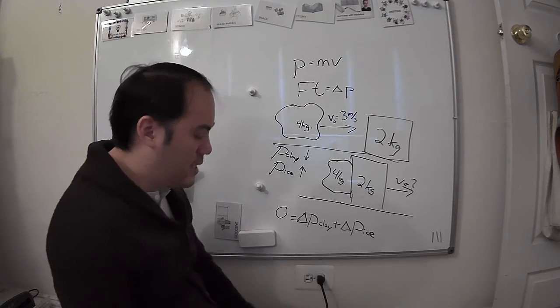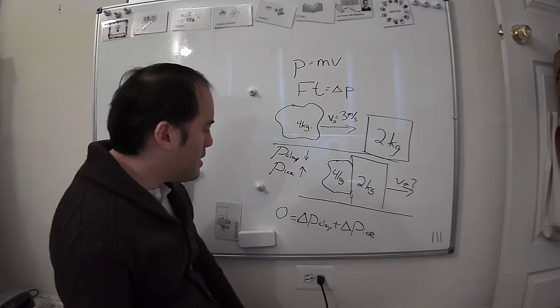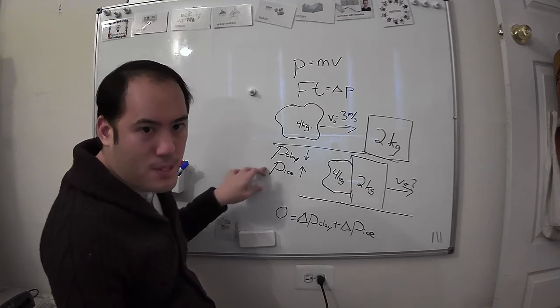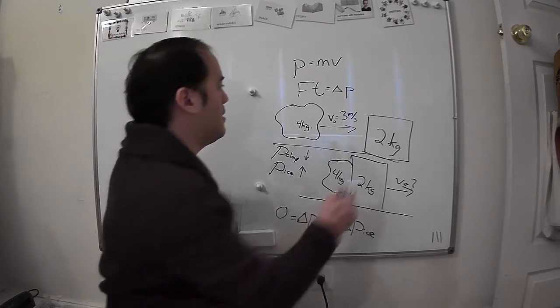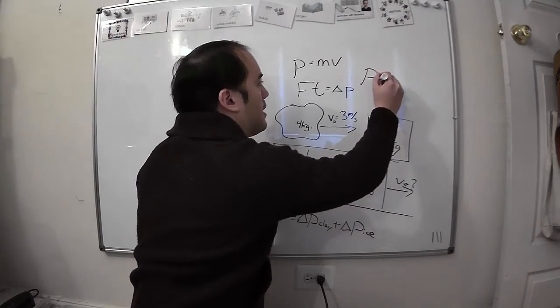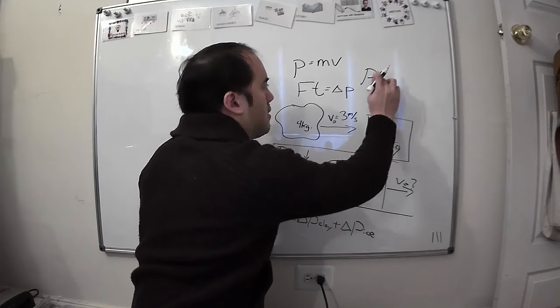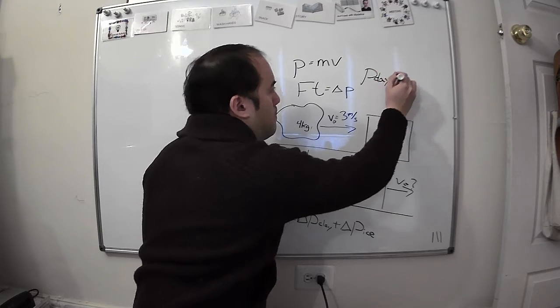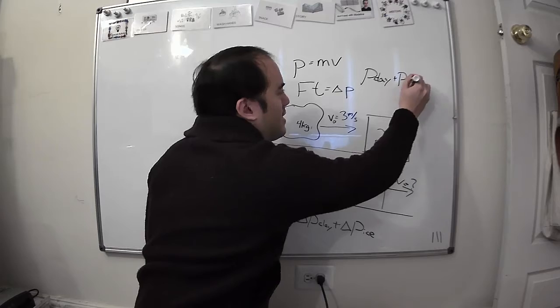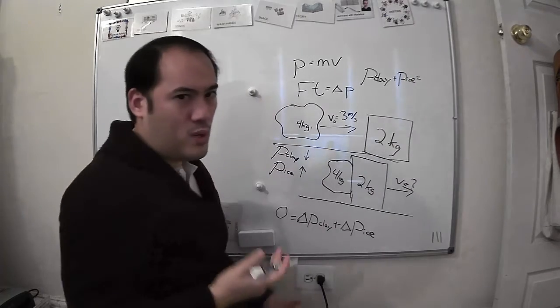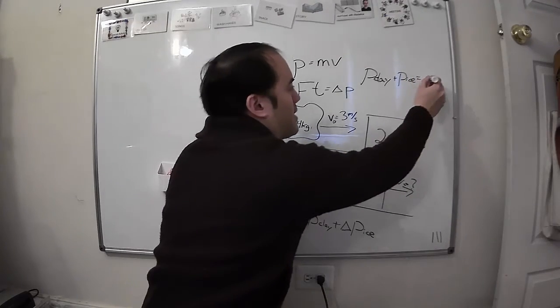So that's fine. Another way to think of this, these values both change, but P clay plus P ice is, well, we don't know what it is, but we know it's constant.